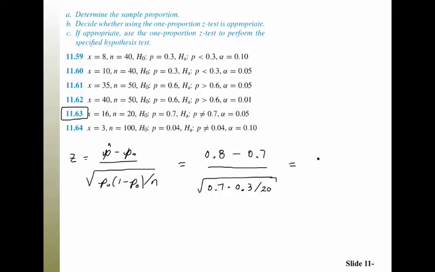0.9759. Somebody else get that? That's 2, that's 9. Is that right? Okay, cool. All right, so that's our test statistic. What about the critical value?